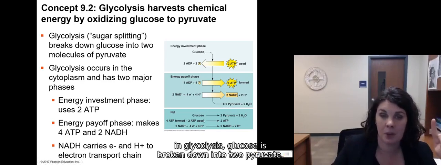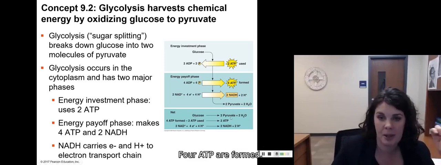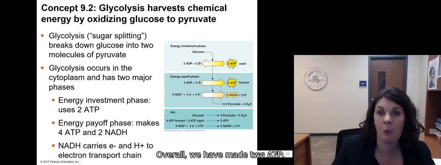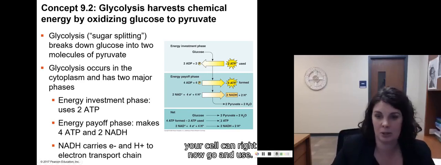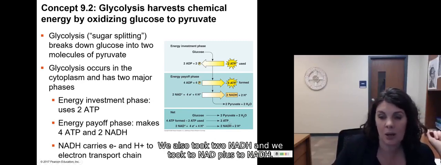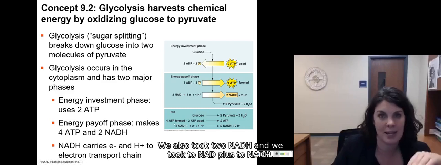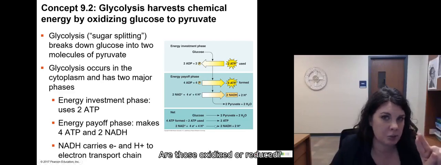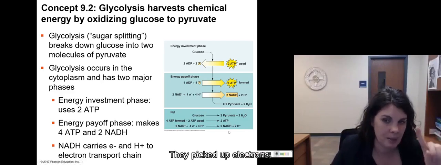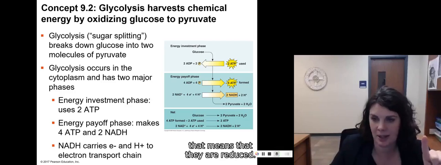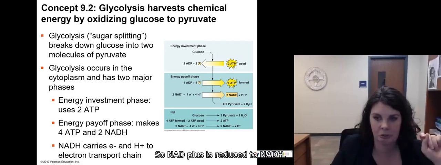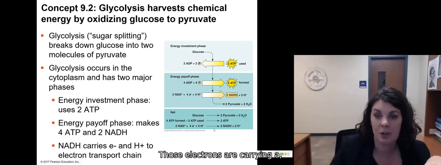So if you remember, in glycolysis, glucose is broken down into 2-pyruvate. 4 ATP are formed, 2 ATP are used, so overall we have made 2 ATP. That is a little bit of energy that your cell can right now go and use. We also took 2 NAD plus and made 2 NADH. Are those oxidized or reduced? Stop and think for a second. They picked up electrons. That means that they are reduced. So NAD plus is reduced to NADH.